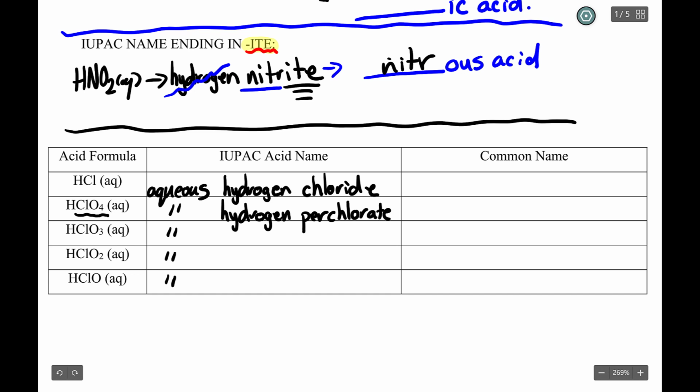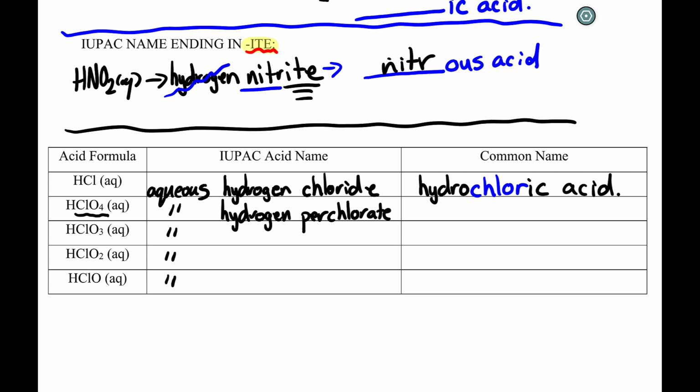The common name is when we change the "ide" or the "ate" or the "ite" into a hydro-ic, ic, or -ous acid. So the common name for HCl would be hydro, root of the name, chlor, suffix ic acid. Please pause the video at this time and try to complete the rest of the table.